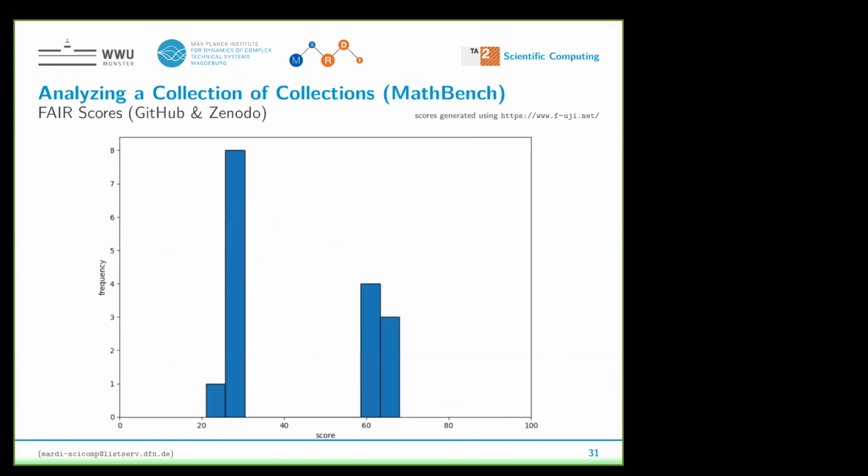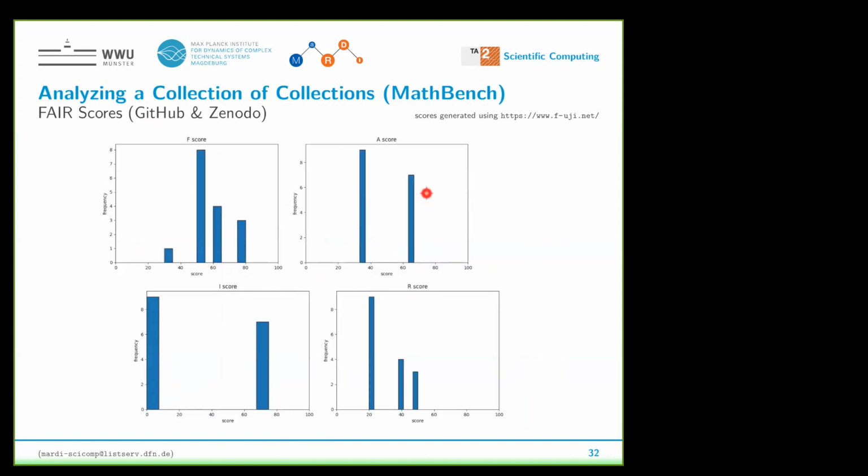Now looking at only those who had GitHub or Zenodo specifiers, the picture already looks quite a lot better. So people that already use the appropriate modern-ish tools already do quite a bit better. And also the findability and accessibility scores are really good on those. Reusability seems to be really good as well. There is a bit of a difficulty on the interoperability, but that partly also is due to the FUJI tool being very picky about what they accept as interoperable data sets.